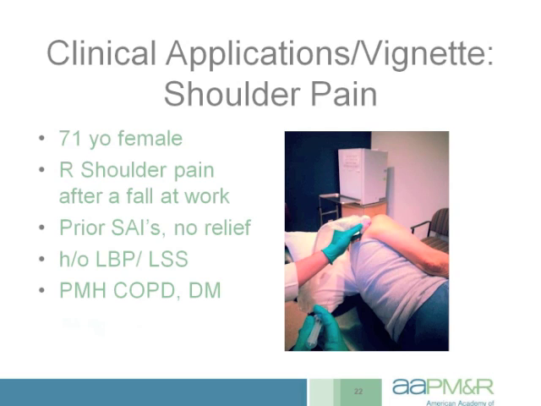So we had a 71-year-old female present to the office, long-standing right shoulder pain after a fall at work. She had had some prior non-guided subacromial injections by an outside orthopedist, and she didn't really get much in the way of relief from that. She also has a history of low back pain and lumbar spinal stenosis, for which I had actually been following her for a while, so I'd seen her before. And she had a past medical history of COPD and diabetes.